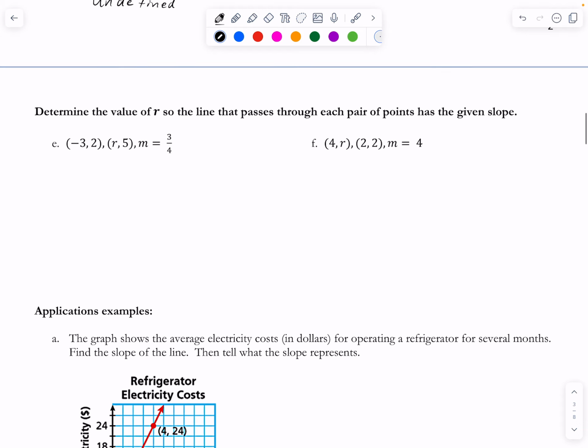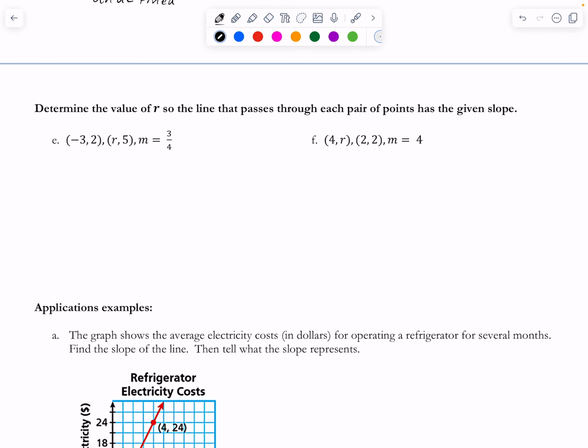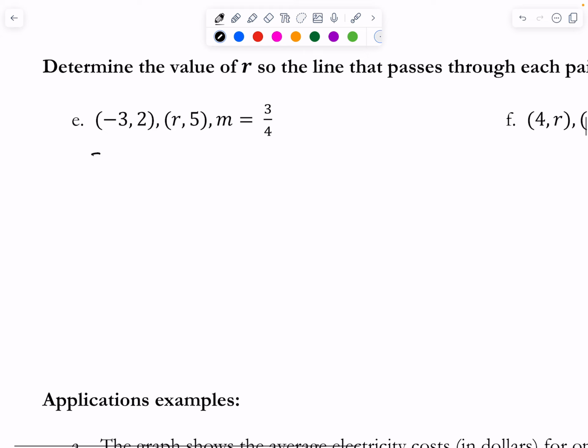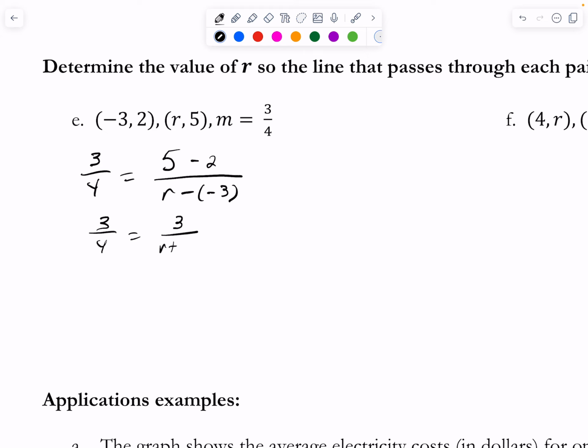Okay, next one. We're going to determine the value of r so that the line that passes through each pair of points has this given slope. So essentially, instead of on the last problems where we had to find the slope given those 2 points, we now know the slope and we need to figure out the missing value for r. So I'm going to do 3/4 is equal to the change in my y's, so 5 minus 2, over the change in my x's, r minus -3. So that's 3/4 equals 3 over r plus 3.